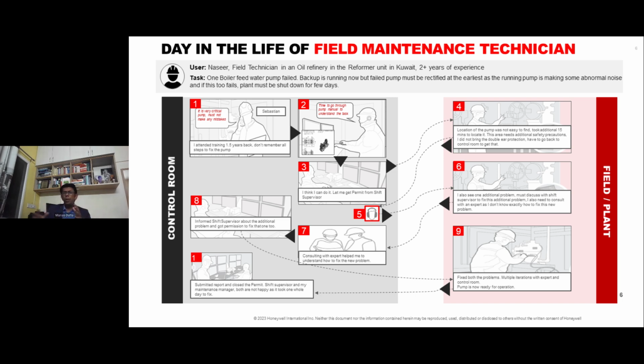So many things happen in a day, in the life of such a field workforce, which you may call the frontline workforce in manufacturing facilities. Very complex.